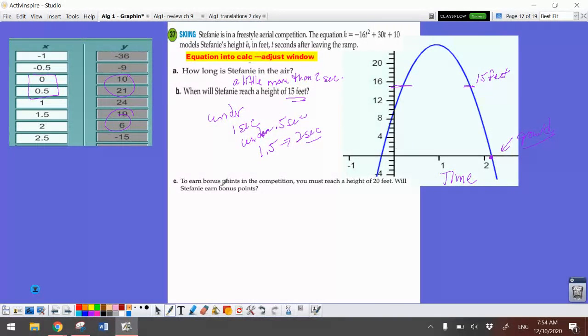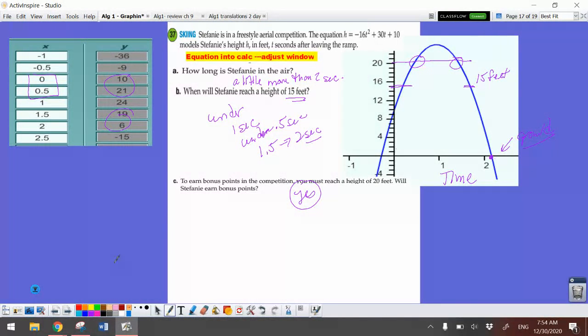Now, it says to earn bonus points in the competition, you must reach a height of 20 feet. Will she receive bonus points? Well, yeah, 20 feet is here. She actually hits it twice, so she did get those bonus points.